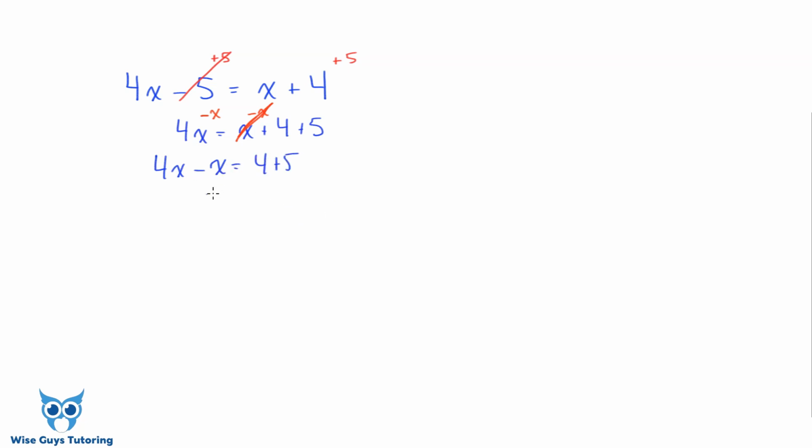So 4x minus x, how much is that? Best thing to do is think of them as objects. So it's like 4 books minus 1 book. Well, I end up with 3 books. 4 plus 5 is 9.